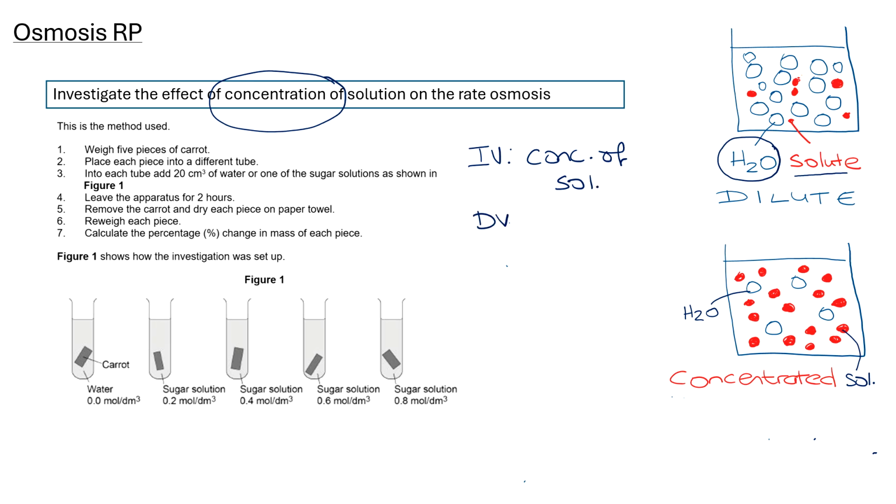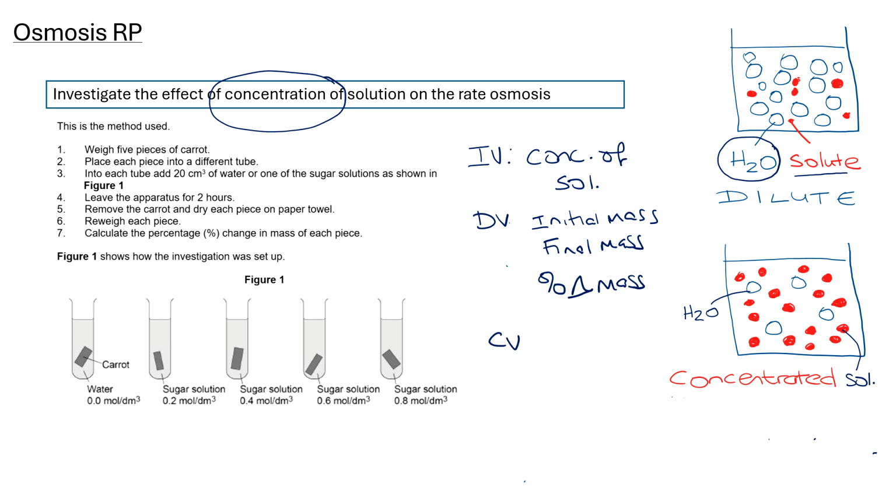The dependent variable is the variable that you measure, and in this case we are going to measure the initial mass and the final mass in order then to work out the percentage change in mass.